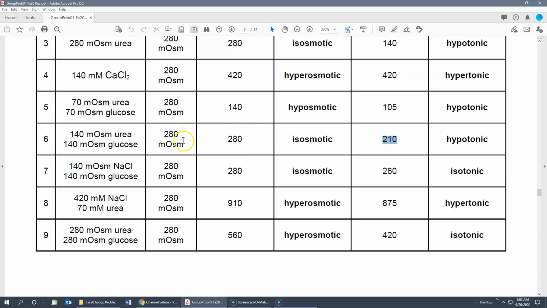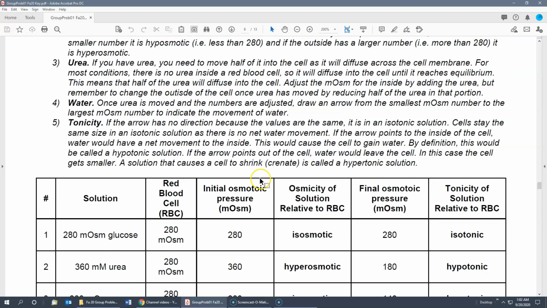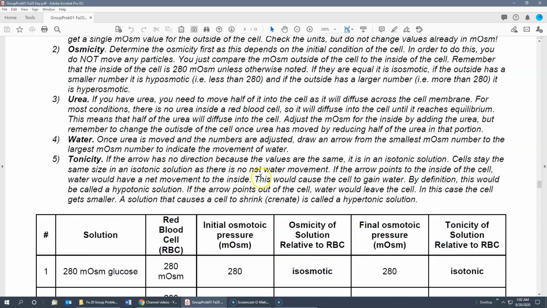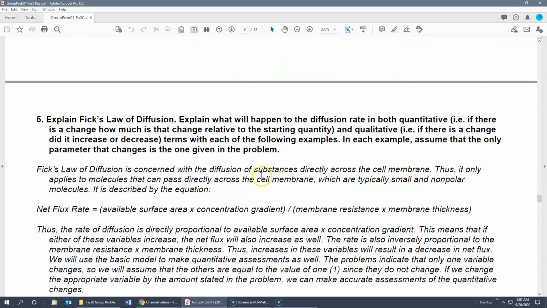All right, I guess it'll be right here. 350 here. So what you do then is you draw an arrow to the biggest number, which will be into the cell. Because the cell is going to pick up water and get larger, it's going to be a hypotonic solution. So you should practice all these on your own and kind of look to see how that one works. That's number 4.